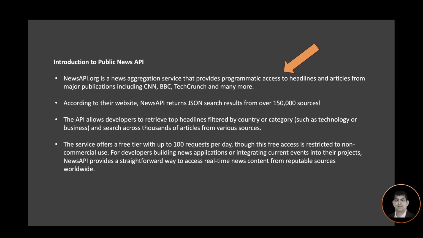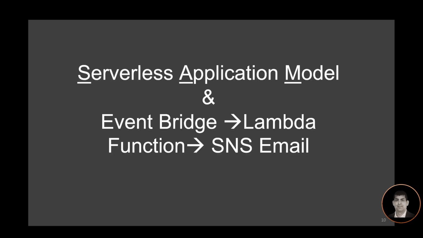The API allows developers to retrieve top headlines filtered by country or category, such as technology or business, and search across thousands of articles from various sources. This service offers a free tier with up to 100 requests per day, though this free access is restricted to non-commercial use. For developers building news applications or integrating current events into their projects, News API provides a straightforward way to access real-time news content from reputable sources worldwide.